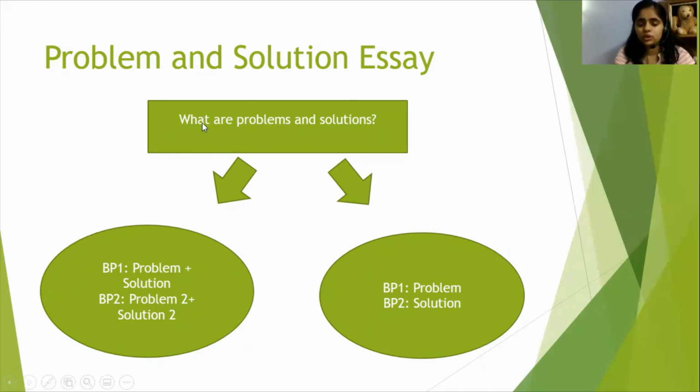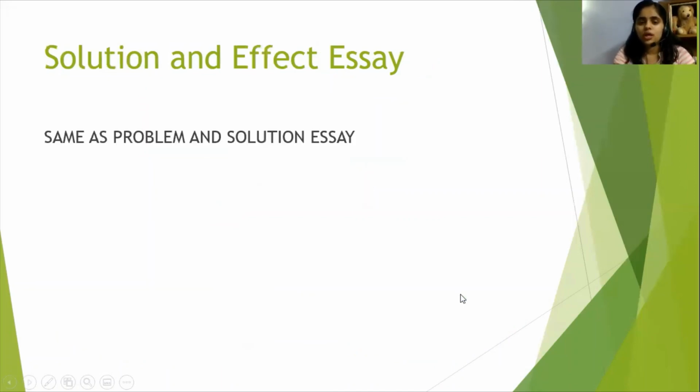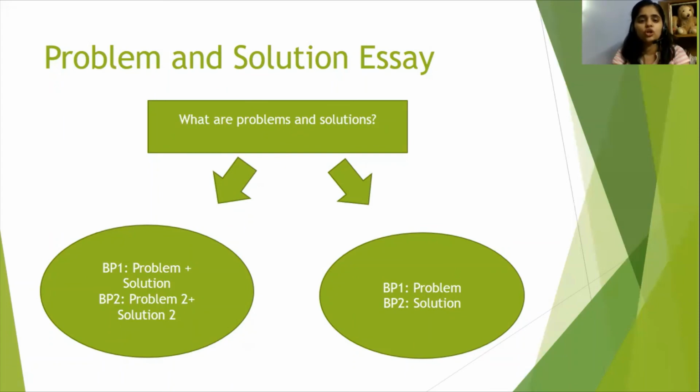So this format is also similar to the previous one. If you are getting both problems and solutions, in body paragraph 1 write the problem and give a solution, and in body paragraph 2 do the same. Otherwise, similarly to the cause and effect essay, in body paragraph 1 you can give the problem and in body paragraph 2 you can give the solution. The structure and format you were using in cause and effect will remain the same. You can just change the cause word to problem and the effect word to solution.